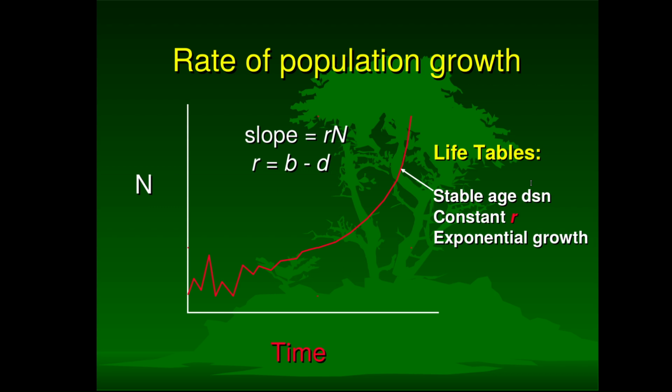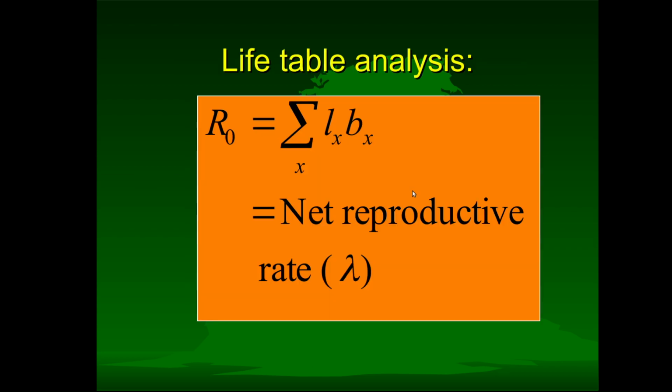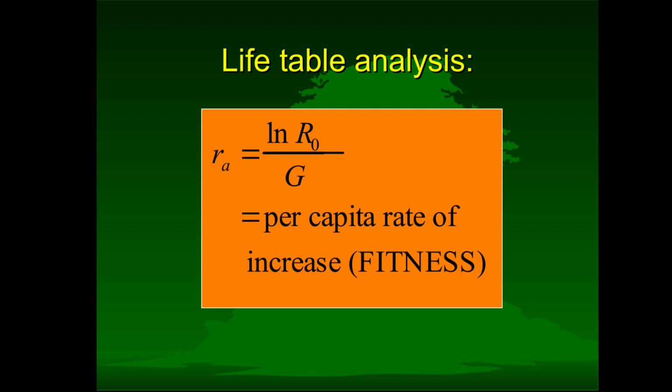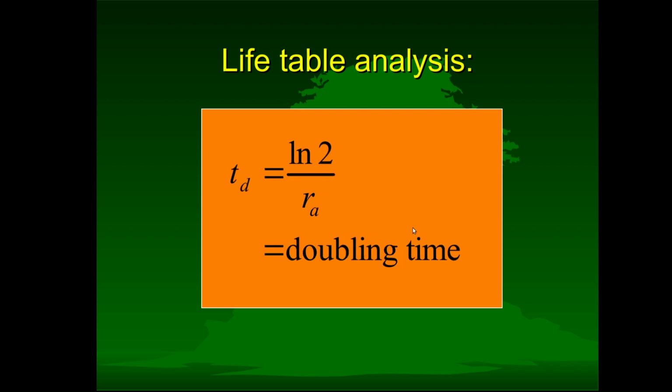Okay, and those are the basic calculations that you make from life tables. We have the net reproductive rate, the sum of Lx bx. We have the generation time, the sum of x Lx bx over the net reproductive rate. And we have the instantaneous per capita rate of increase, which is used as a proxy for fitness, the natural log of the net reproductive rate divided by the generation time. And we have the doubling time.